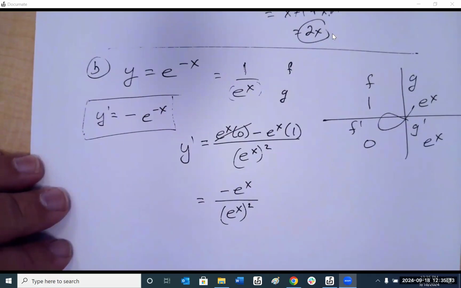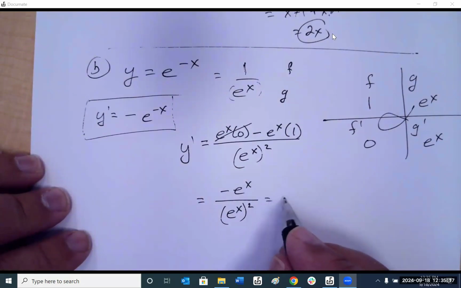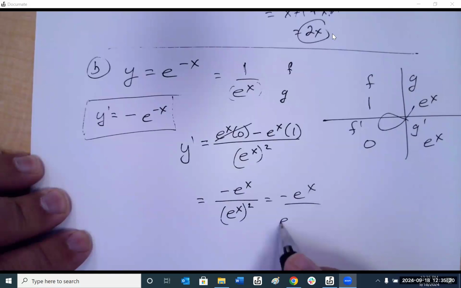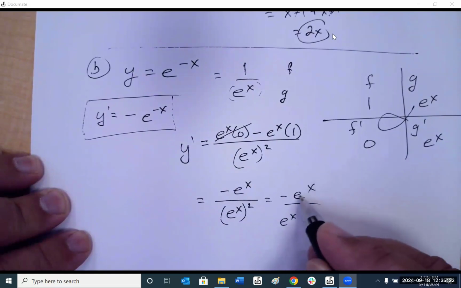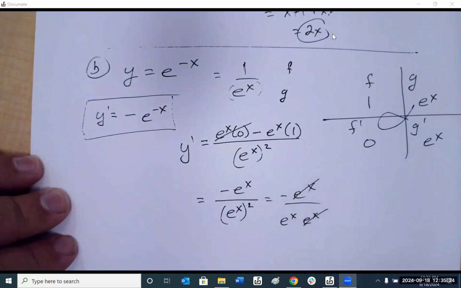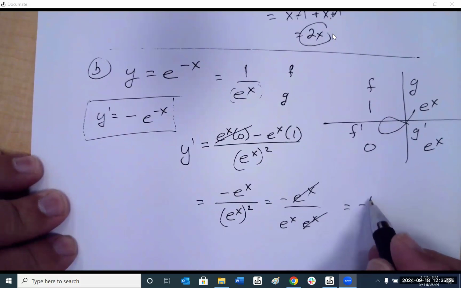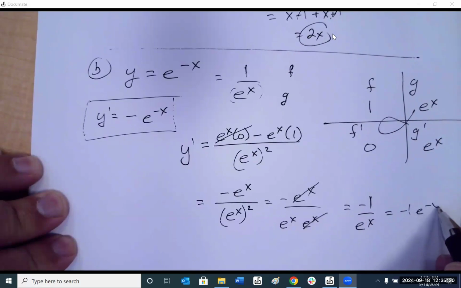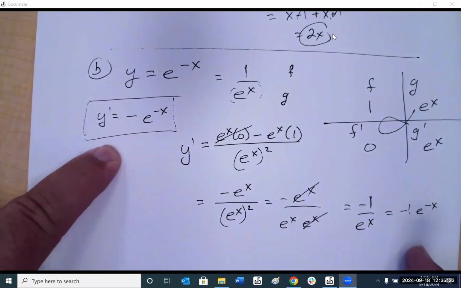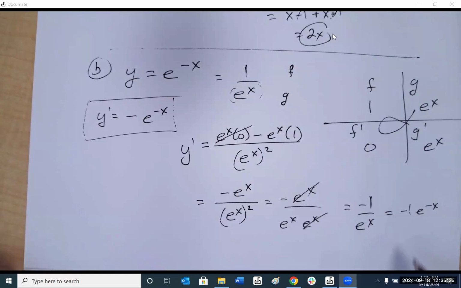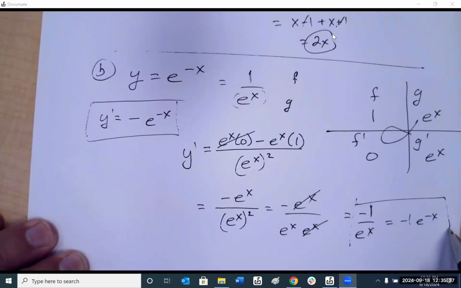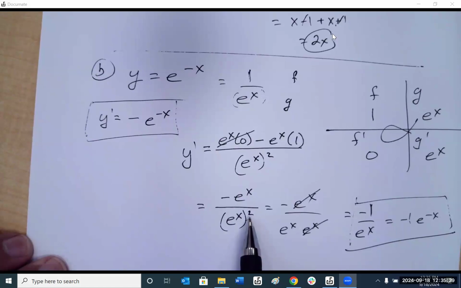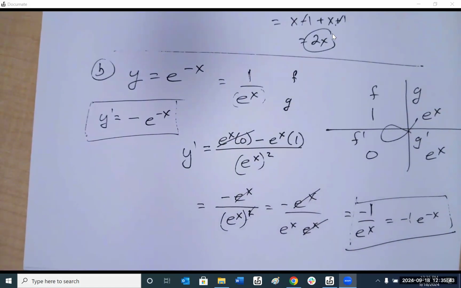Can anything cancel? Which is negative 1 over e to the x, or negative 1 times e to the power negative x, which is the same thing we got. Because that's why we have the square there, because now this and one of those can cancel.